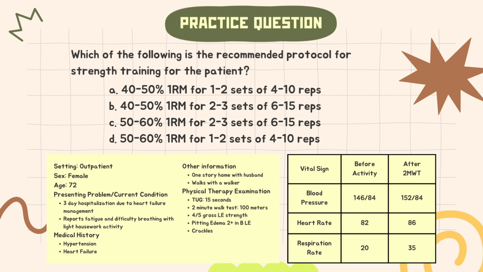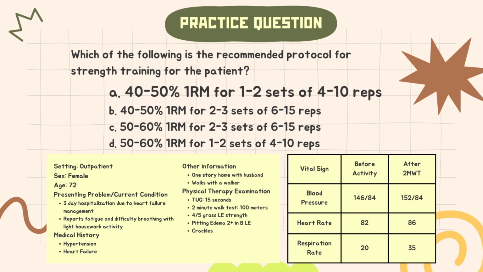So based on knowing the patient is in Class 3 heart failure, the strength training protocol is A, 40 to 50% 1 rep max for 1 to 2 sets of 4 to 10 reps. C would be the best answer for Class 1 heart failure, and Class 2 and Class 3 are in the same group. So A could be the correct answer for either Class 2 or Class 3. B and D are made up answers kind of in between or a mix of the two different training protocols. So A, 40 to 50% 1 rep max for 1 to 2 sets of 4 to 10 reps.